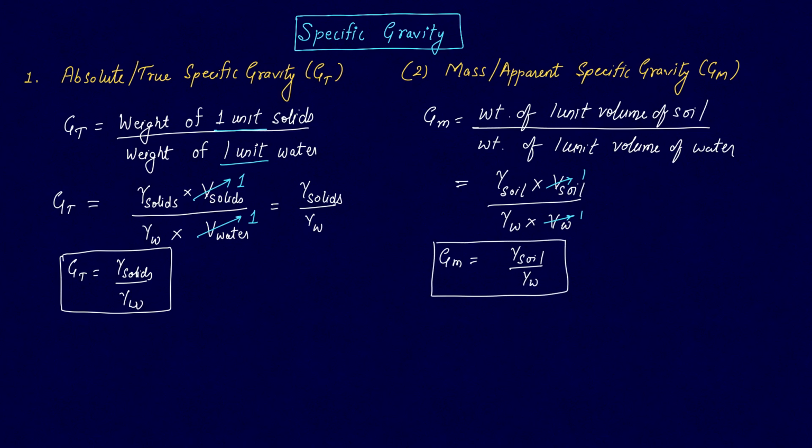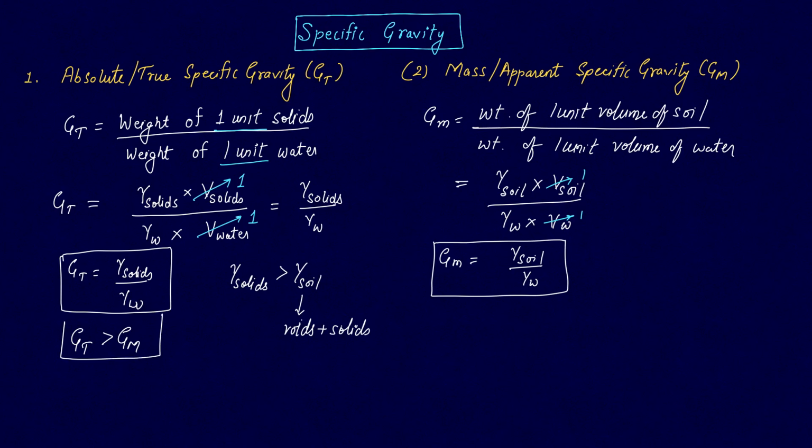Now if I compare both of these, which one will be bigger? Obviously, gamma of solids will be more. Why? Gamma of solids is calculated using only the volume of solids, whereas if we are considering soil, it will have both voids as well as solids. So soil has voids also, and that is why its density will be lesser. And if the density of soil is less, we can simply say that the value of GT will always be more than GM.